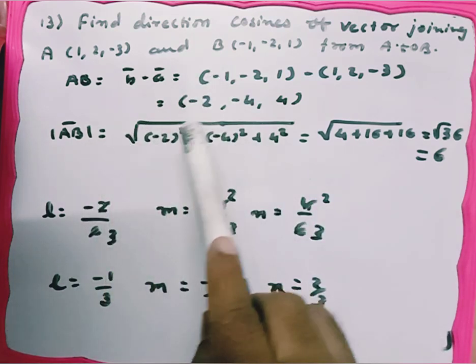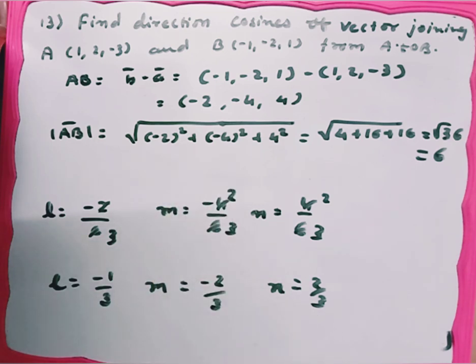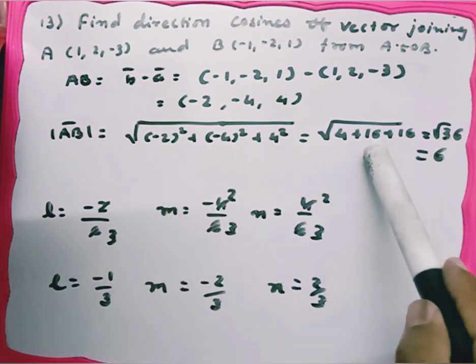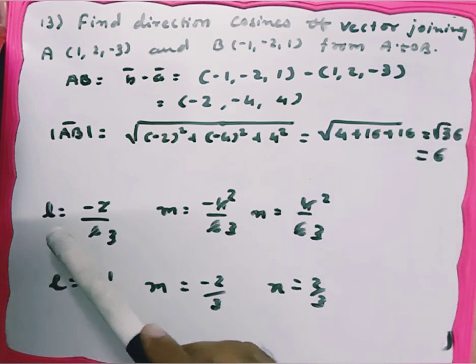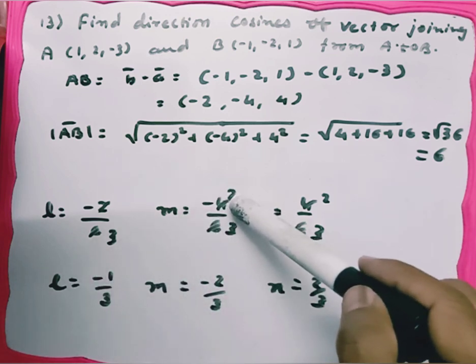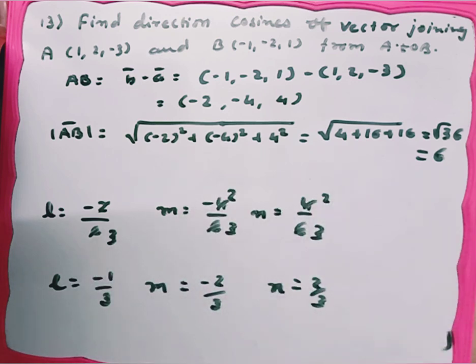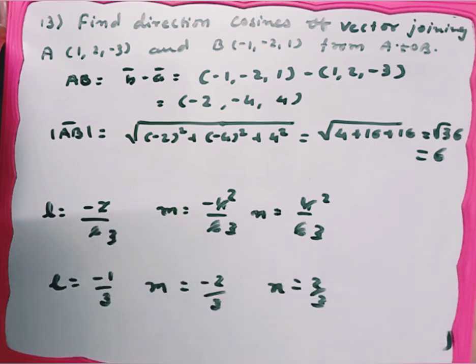Then the magnitude will be the square root of (-2) square plus (-4) square plus 4 square. So 4 plus 16 plus 16, which will be root 36, that is 6. And so l is equal to -2 by 6, m is equal to -4 by 6, n is equal to 4 by 6. So we simplify. Then the direction cosines will be l = -1 by 3, m = -2 by 3, and n = 2 by 3.